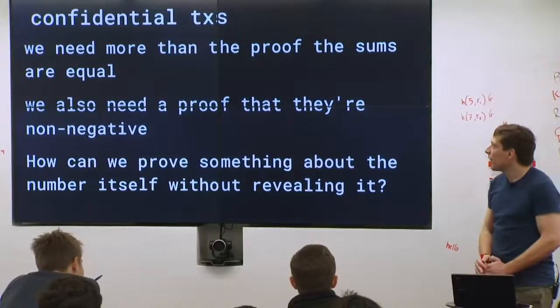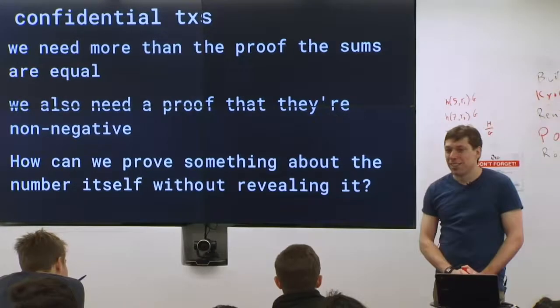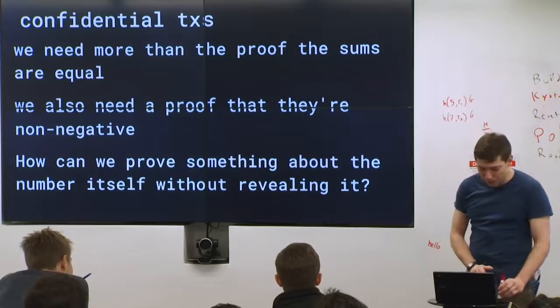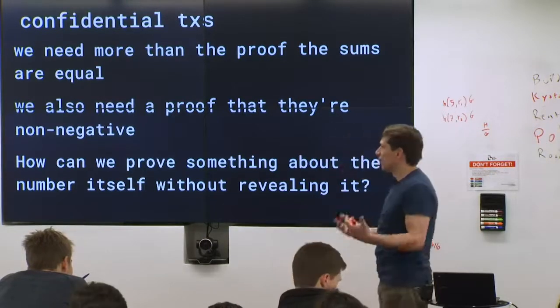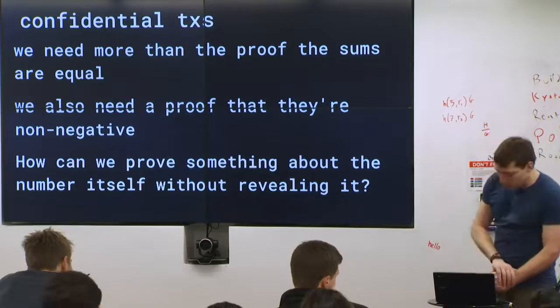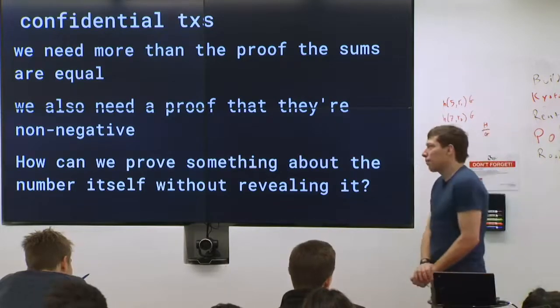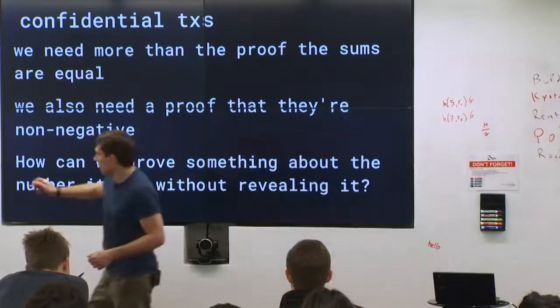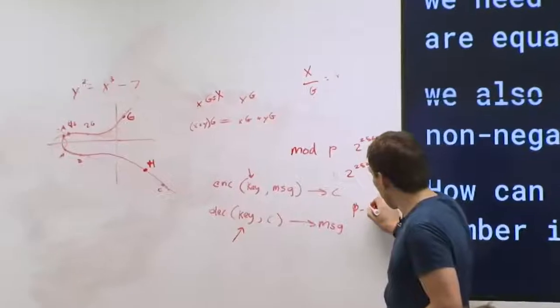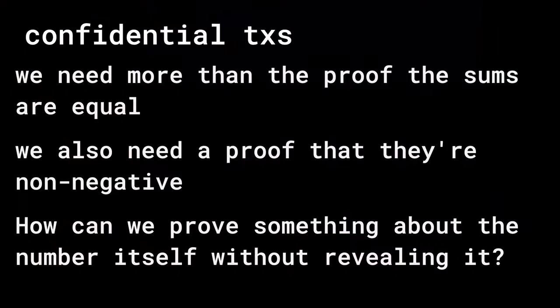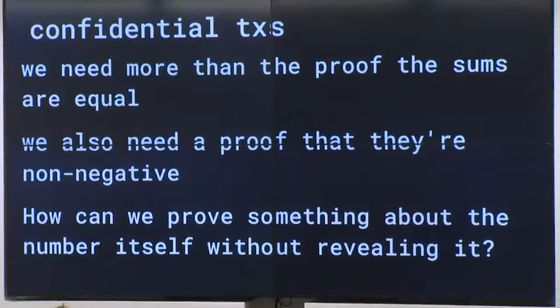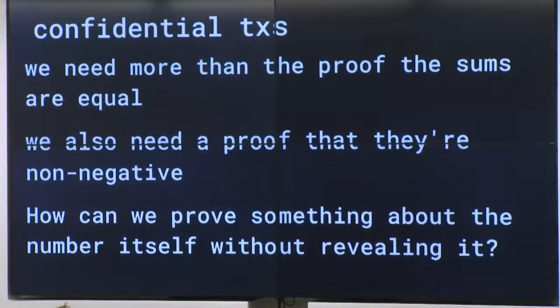We need more than a proof that the sums are equal. It was working really well, but a proof that the sums are equal is not enough because we're modulo this big prime number, and so you can make these negations. We also need a proof that they're non-negative, and not just non-negative, right? Because that negative 99 is essentially p minus 99, which is like 2 to the 256 minus 99-ish. We have to prove that they're reasonably sized, that they're fairly small. So if you could prove this number is non-negative and it's less than 2 to the 64, that would be cool.